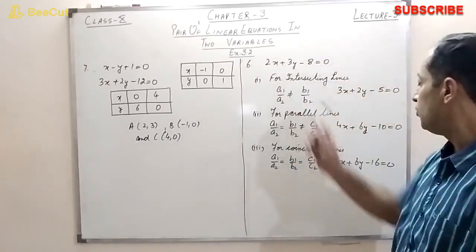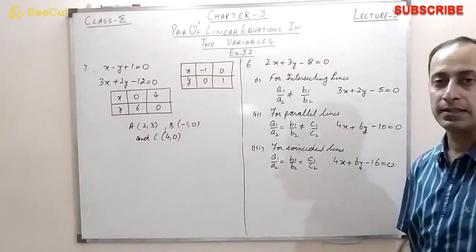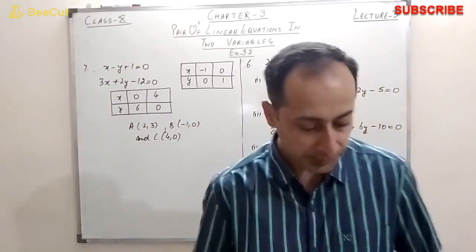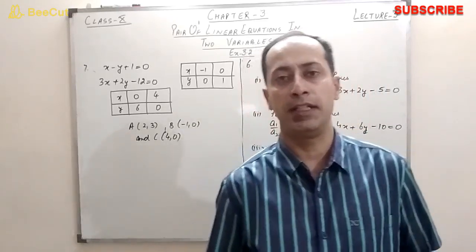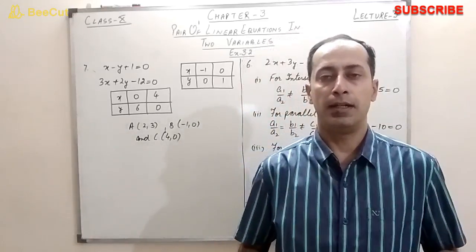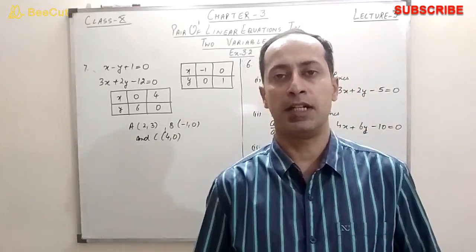So if you see the ratio, 2 by 4 is 1 by 2, 3 by 6 is 1 by 2, minus 8 by minus 16 is also 1 by 2. So this was all about the graphical solutions of the pair of linear equations in two variables, and I hope you have understood all the things which I have discussed.